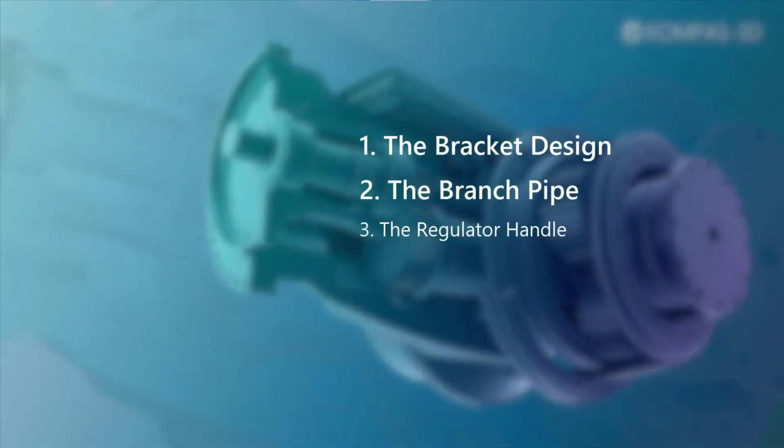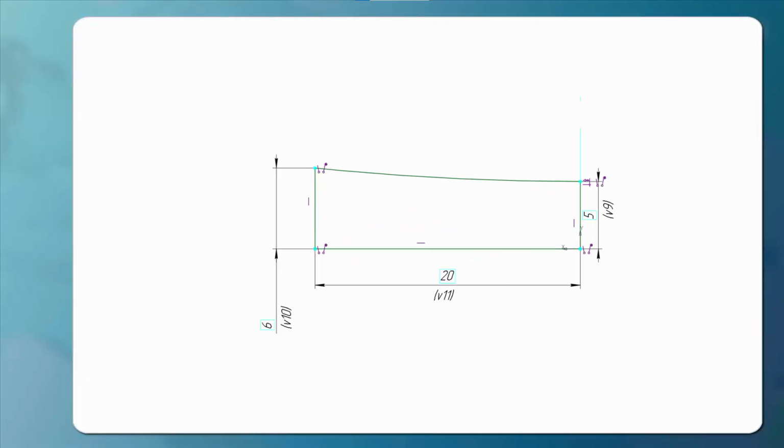The regulator handle is the third course in the Quick Start series of lessons. We recommend that you take the previous courses first. The bracket design and the branch pipe courses can help you become familiar with the basics of the compass functionality. This course tells how to create the handle model from scratch.